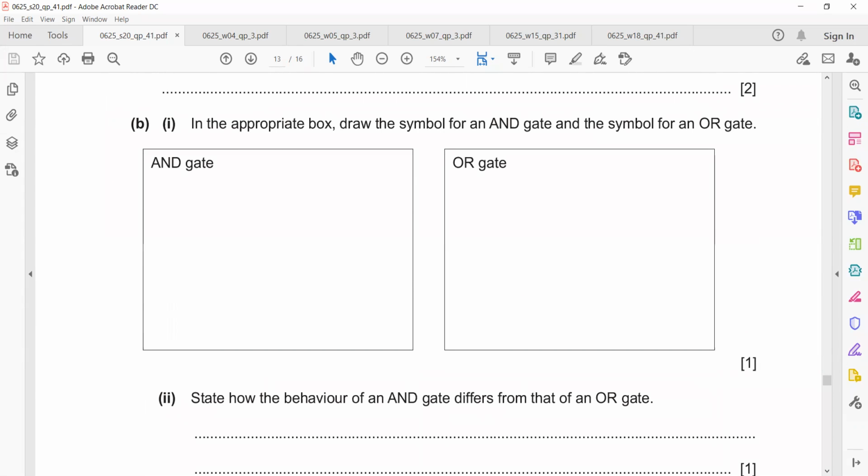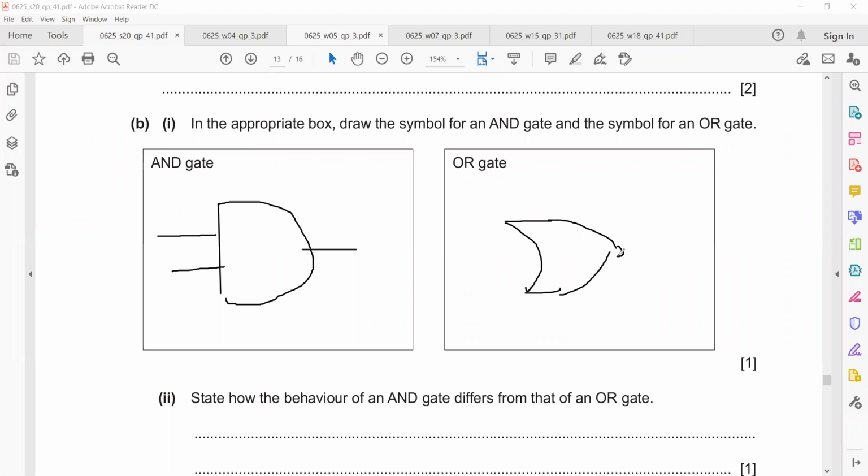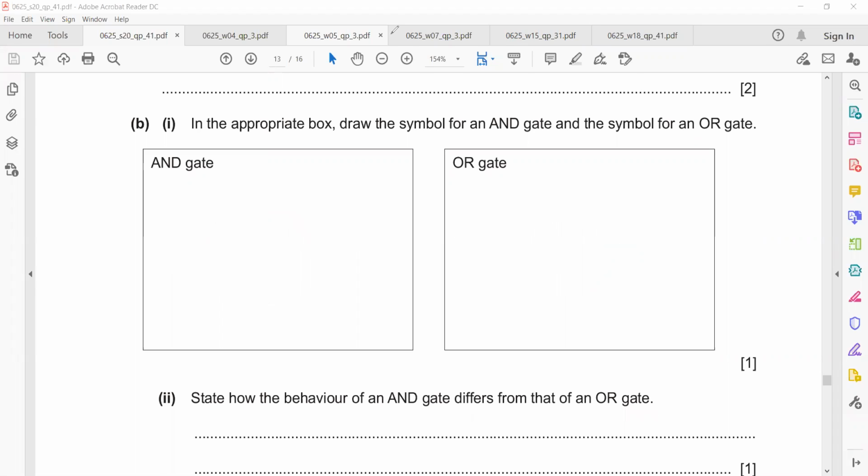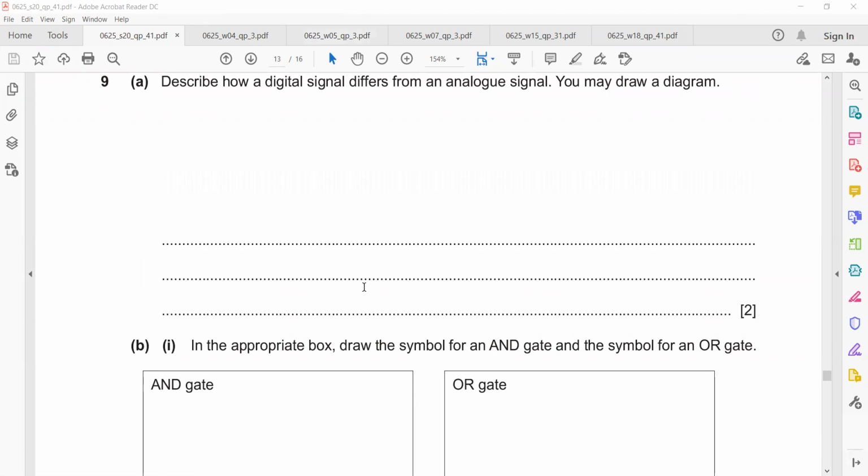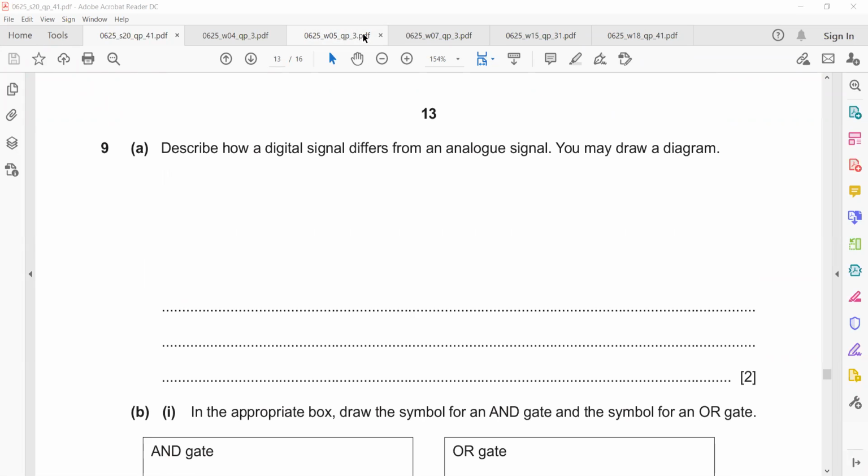In the appropriate box, draw the circuit symbol. So AND gate, the circuit symbol D will be there, and OR gate, this is for OR, and label the inputs and output, and state how the behavior of the AND gate differs from the OR gate. So you will mention when both inputs are high, the output will be high for AND, but for OR gate, if one of the inputs is high, the output will be high. This is about digital and analog.